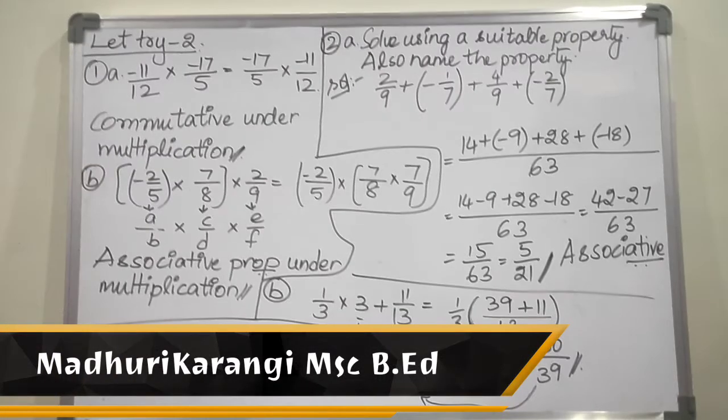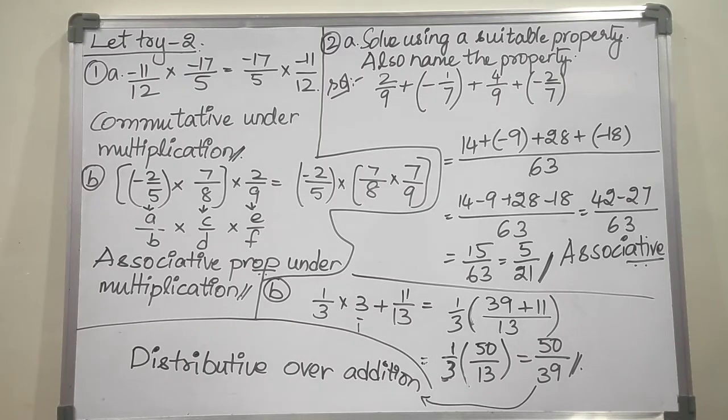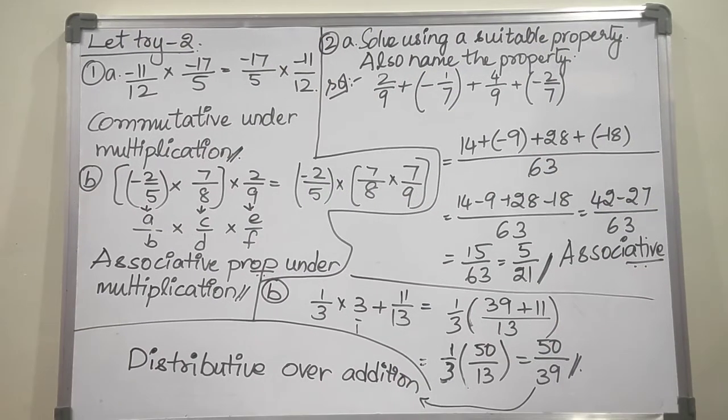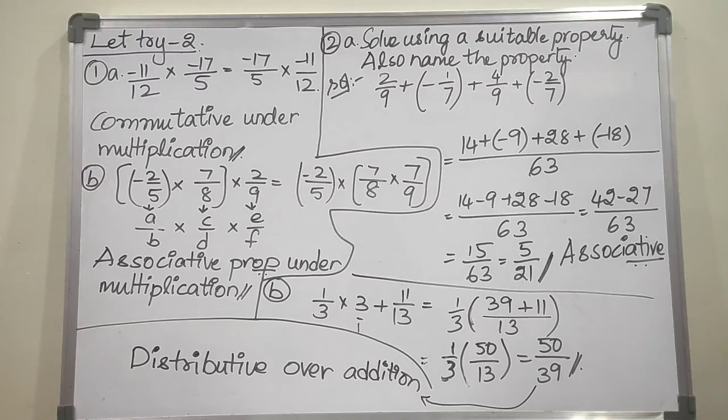In the previous class we studied the introduction of properties, which we explained in that video. Now we have applications regarding those properties. So let's start with Let's Try 2. The first question is to name the property of the multiplication of rational numbers illustrated by the following. Here they are asking us to provide the property name.